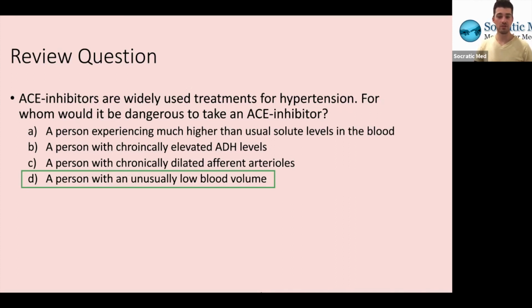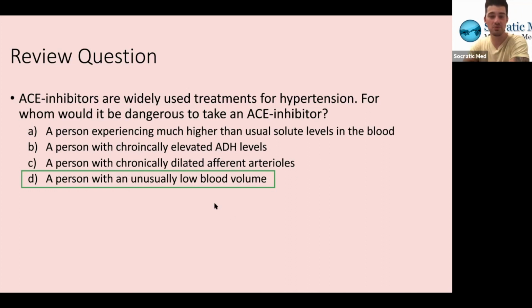A person with chronically dilated afferent arterioles. When the afferent arterioles are dilated, that means the glomerular filtration rate is being increased because we're increasing pressure inside the glomerulus. But if we're chronically dilated, it's probably not a good thing because these capillaries are so sensitive and they're so fragile. An ACE inhibitor to lower that pressure would probably not be a bad thing.